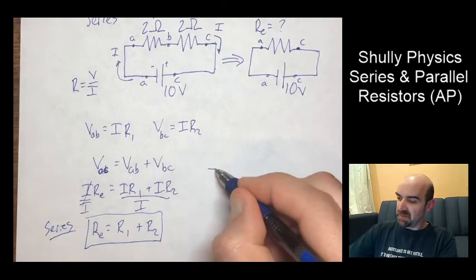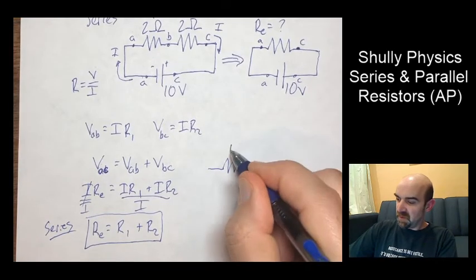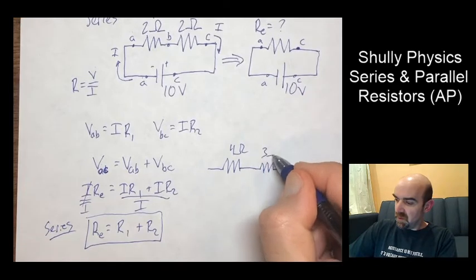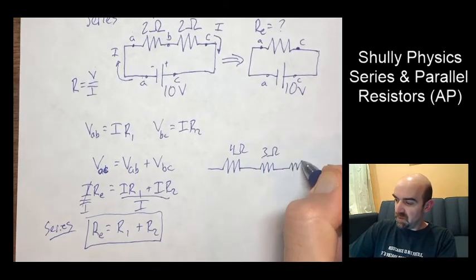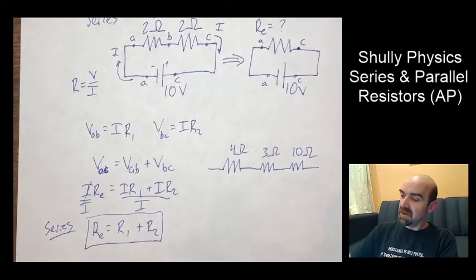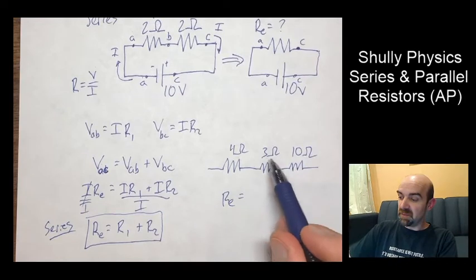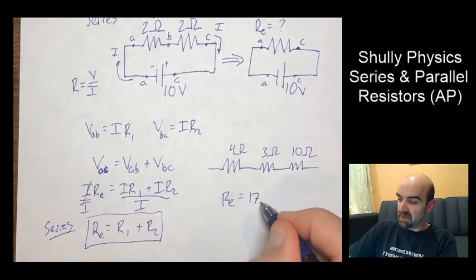Just another quick example. If you've got 4 ohms, 3 ohms, and let's say 10 ohms without a battery, that equivalent resistance would just be the sum. 10 plus 3 plus 4, 17 ohms.